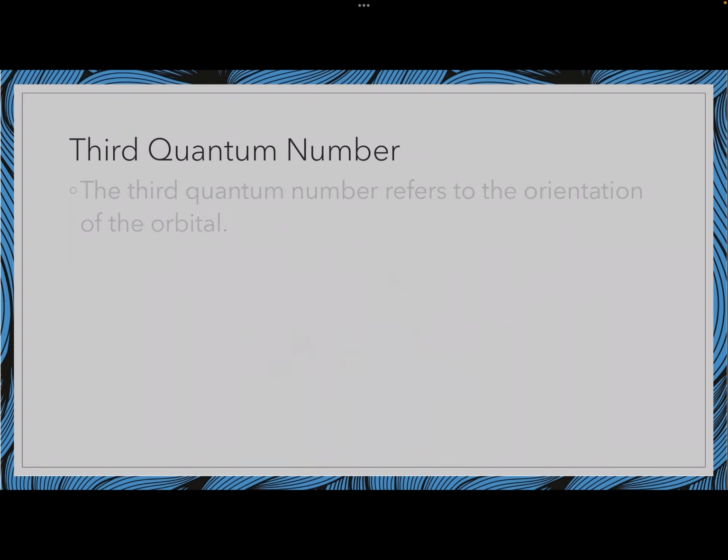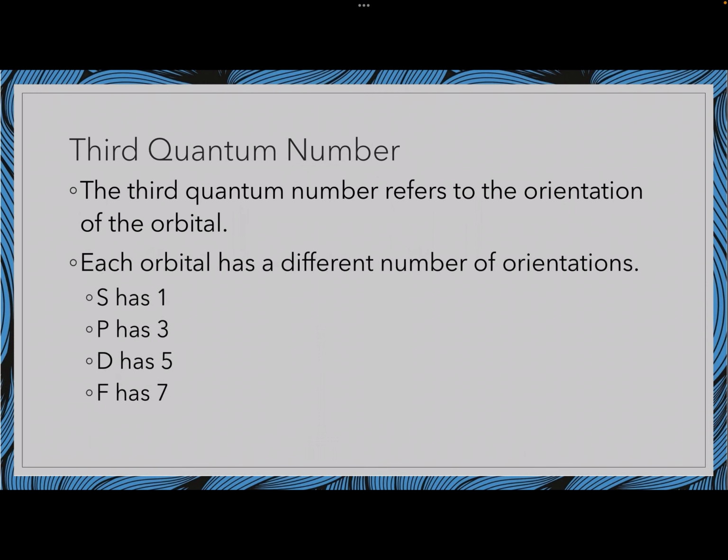Now, the third quantum number. The third quantum number refers to the orientation of the orbital. Now, each orbital has a different number of orientations. So an S orbital, it's a nice sphere, so it can only be oriented in one direction. It doesn't matter which way you hold the sphere, it's still a sphere. So it has one orientation. P orbitals have three orientations, so that's along the X, the Y, and the Z axis. D has 5 and F has 7.